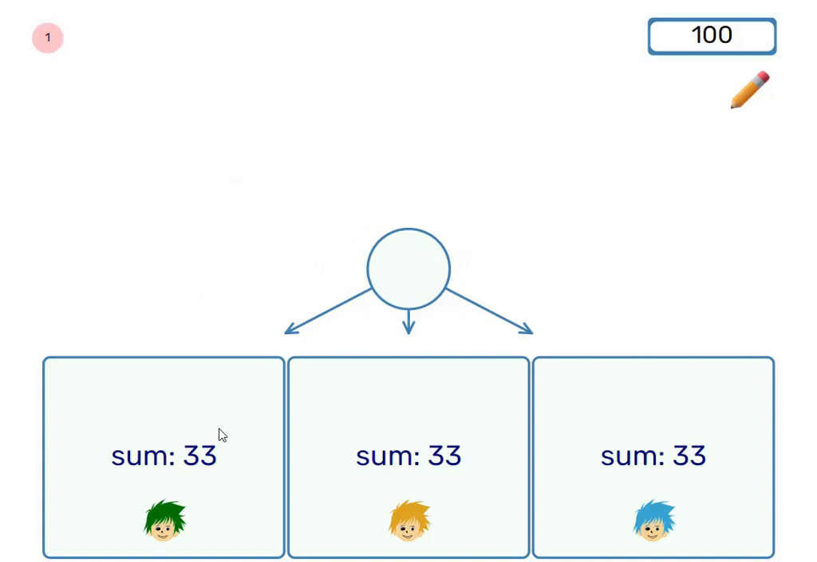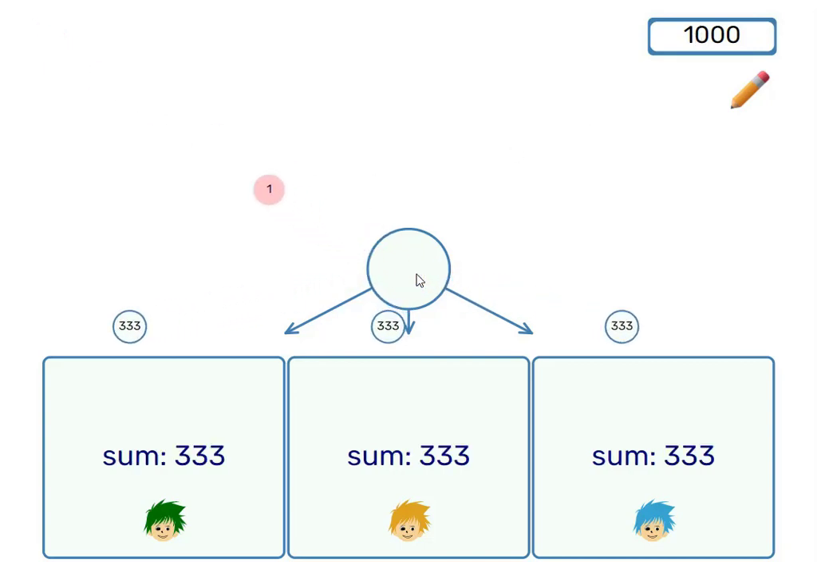Here we see that 33 went to each boy, and again, a remainder of 1 came back. Now, let's move to 1,000. Again, we ask the students what will happen. Then we check. And we have 333 for each boy, and again, the remainder of 1 comes back.